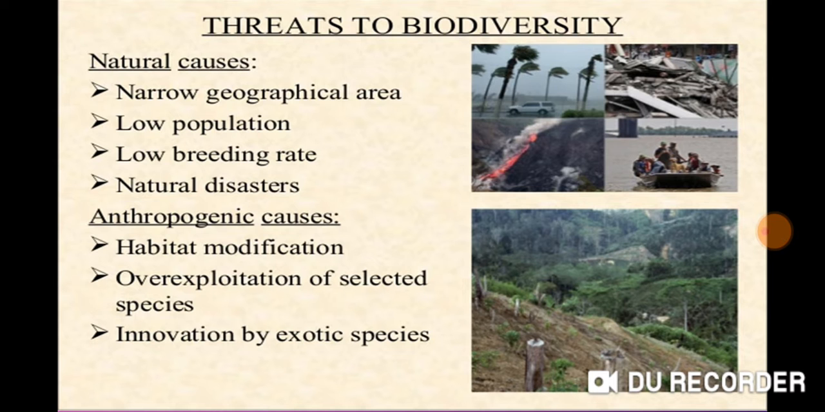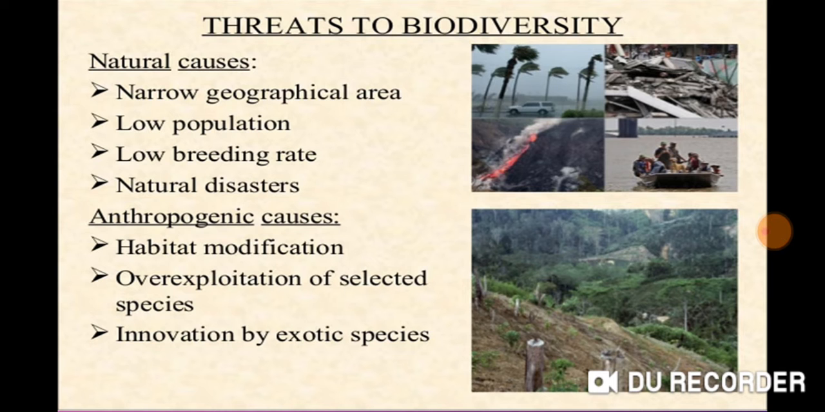Now, certain threats to biodiversity. When we narrow down a geographical area, when the population size of any species is reduced, when the breeding rate of any individual organism reduces, or any kind of natural disaster arises like volcanoes, hurricanes, tornadoes, earthquakes, these are all threats to biodiversity. Natural threats. What are man-made threats?